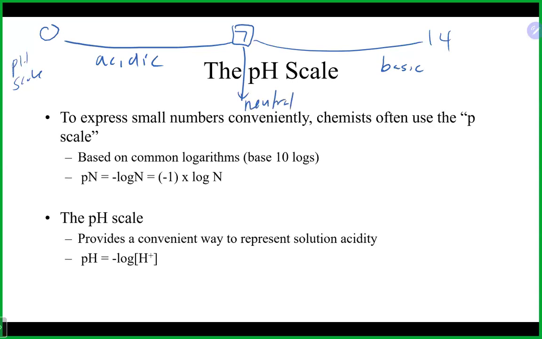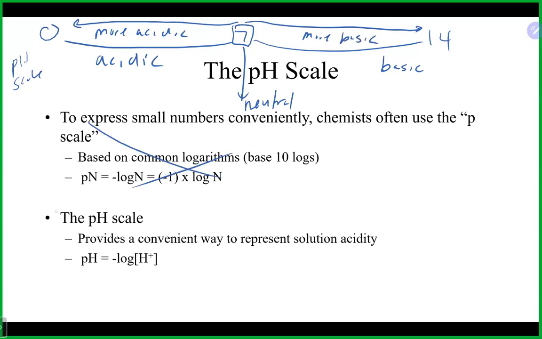And why is dead on 7 neutral? It's because at that point, the H plus concentration equals the OH minus concentration. They both equal 1 times 10 to the minus 7, and that gives you a pH of 7. 7 is also sort of our center spot there. As you go from 7 heading down to 0, you're becoming more acidic. And as you go from 7 heading to 14, you're becoming more basic.